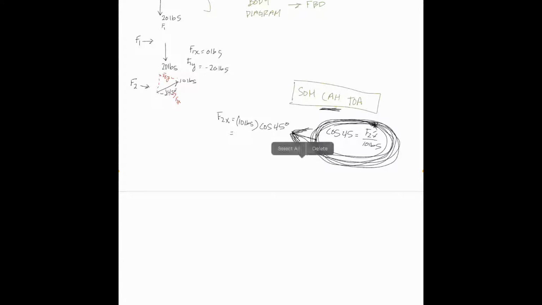I calculated that. I got 7.07 pounds. It's extremely important that when you're plugging this into your calculator that it's in degree mode, otherwise you're going to end up with a really janky number. And that's probably where you're going wrong if you're not getting that same answer.